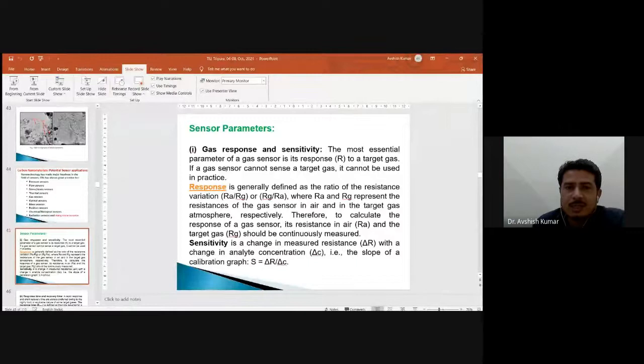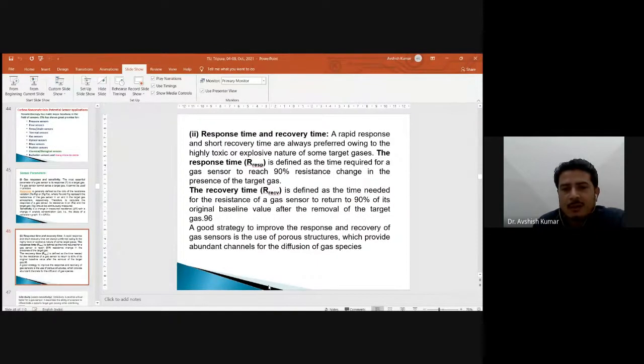Response is generally defined as the ratio of resistance variation, Ra upon Rg, or Rg upon Ra, where Ra and Rg represent the resistance of your gas sensor in air and in the presence of your gas. Therefore, to calculate the response of a gas sensor, you calculate this ratio, and its resistance in air and in the target gas should be continuously measured. Sensitivity is the change in measured resistance, delta R, with the change in analyte concentration, and with the help of the slope of the calibration graph, you can calculate the sensitivity of your sensor.